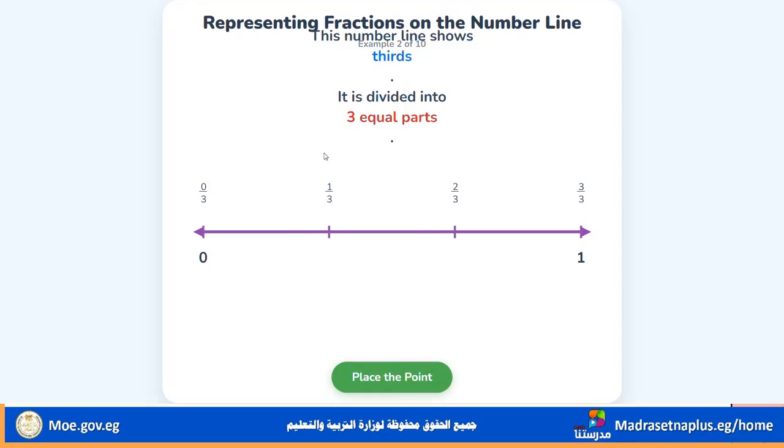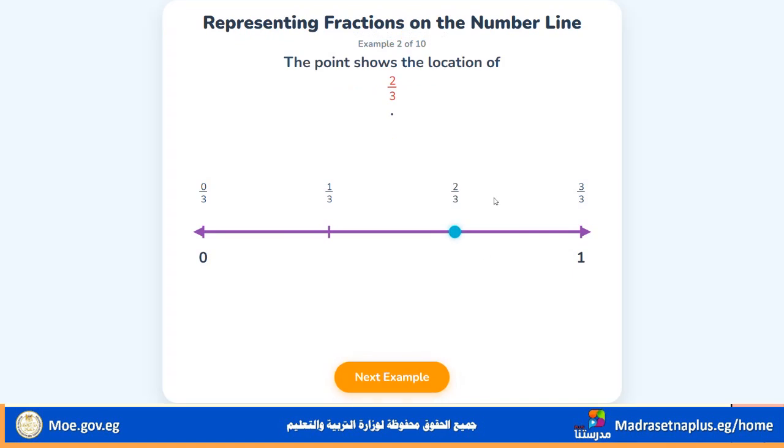0/3, 1/3, 2/3, and 3/3. One part, and another part. So we have three parts. We have 3/3. We need to represent 2/3, so let's draw a dot, a small circle, on 2/3.